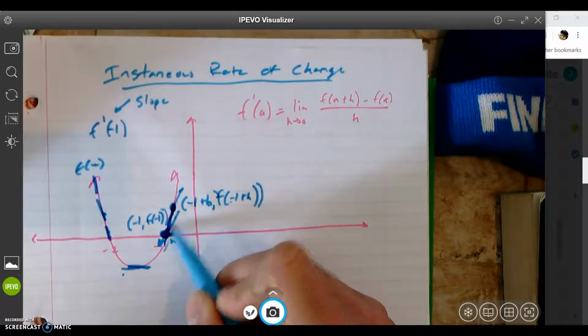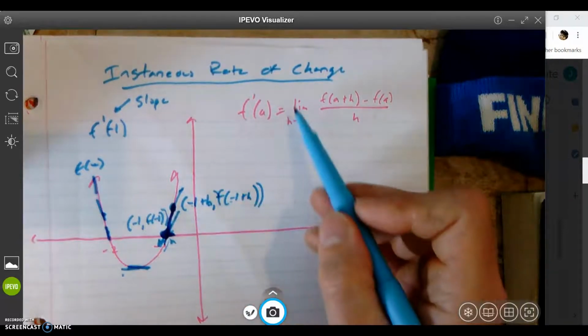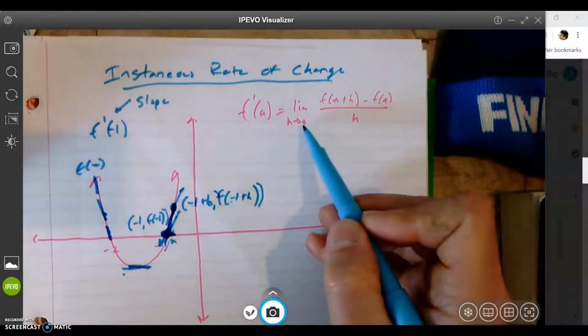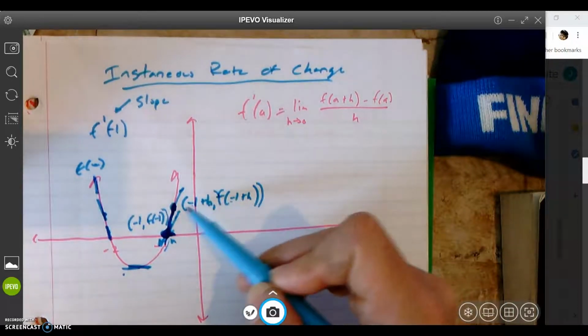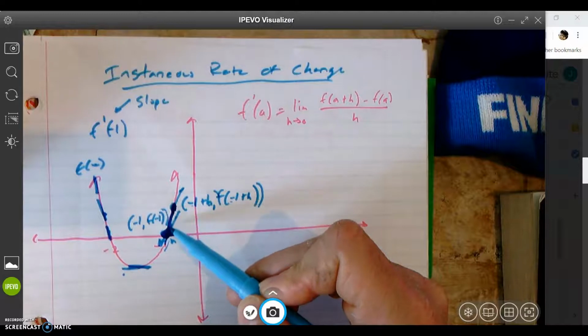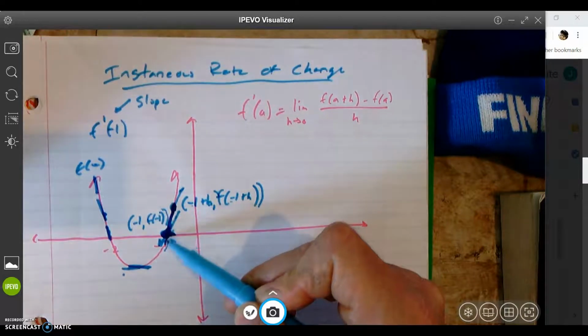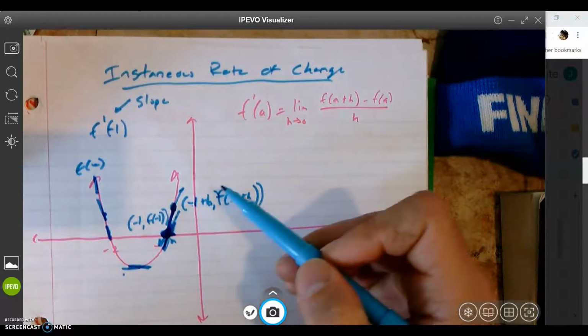So now we're going to move these closer together, and we learn how to do that through a limit. So as h approaches 0, as the distance between the 2 points approaches 0, which basically means we put them together, I can know the slope at exactly that point.